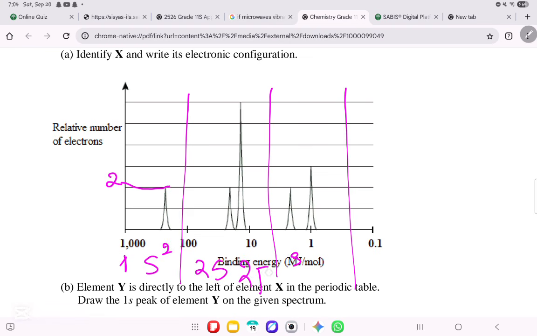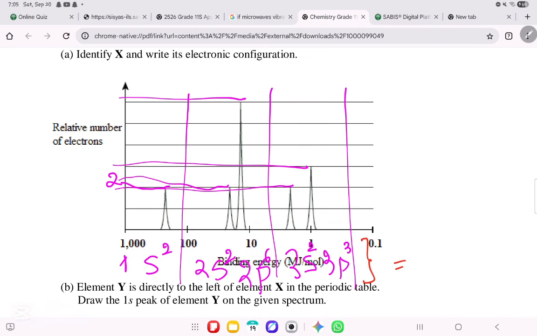This holds how many electrons? 2. How many electrons does this hold? 6. Then this has what? This has 3s and 3p. The 3s holds 2 electrons, whereas the 3p holds only 3 electrons. So what is the total number of electrons? The total number of electrons is 15. And what element is this? Let's look. Which has 15? It's phosphorus. So phosphorus is our answer. Perfect. We move on to part B.